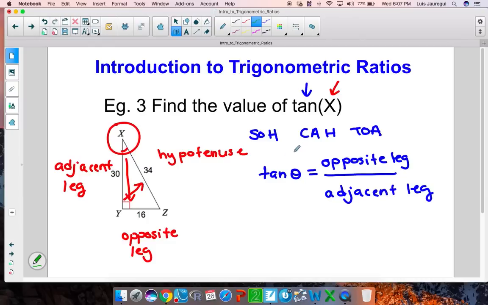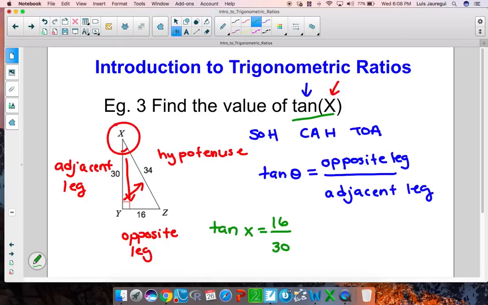Now let's return to the original question. We're looking for the value for tangent of x. So let me write this one in here. Tangent of x is defined as the opposite leg divided by the adjacent leg. So my opposite leg here has a length of 16 units divided by the length of my adjacent leg, which has a length of 30 units.